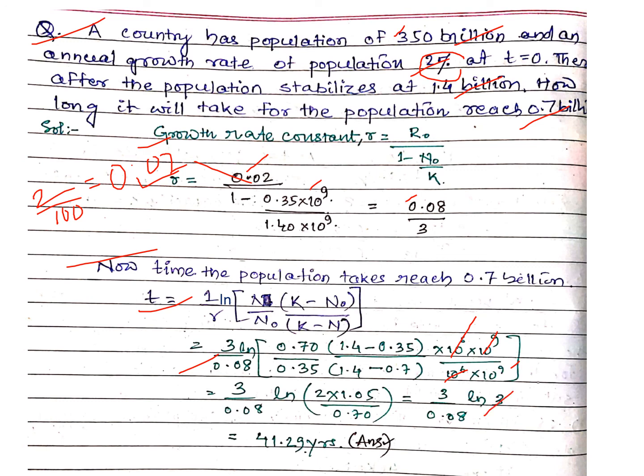Before you proceed to the UGC NET exam, you should remember the logarithmic values of 1, 2, 3, 4, 5, 6, 7. You should remember all of these beforehand, because it will ease finding the answer. Then we get the answer, 41.29 years, that is 41.3 years.